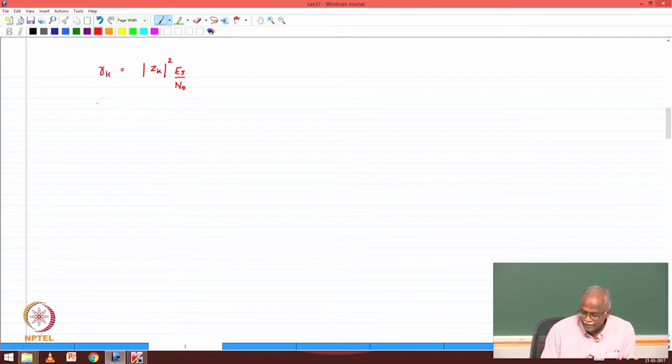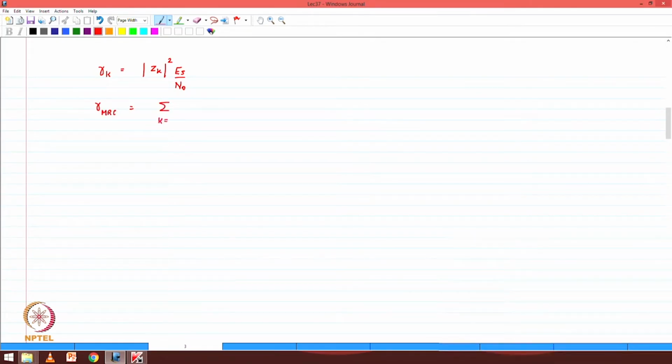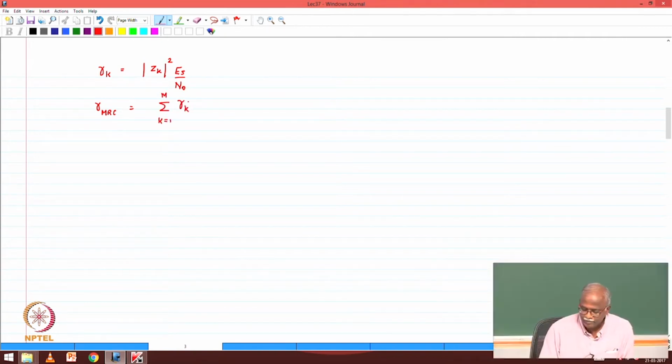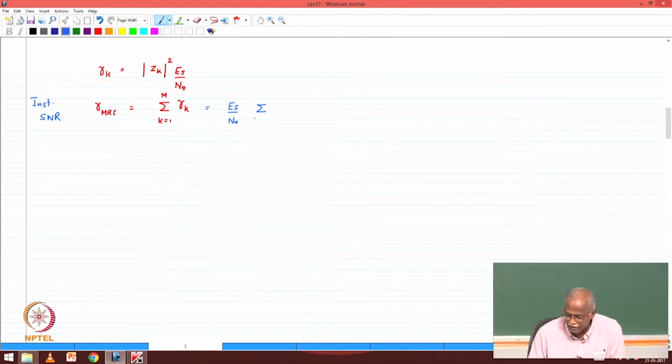We find that gamma MRC, which is the optimal diversity combining, gives us the sum of the instantaneous SNRs, k equal to 1 through m gamma k. Notice that this is the instantaneous SNR, because if I take average SNR, I will get m times gamma. So this can be written as Es by N naught, the average SNR in the absence of fading, summation k equal to 1 through m mod Zk squared.